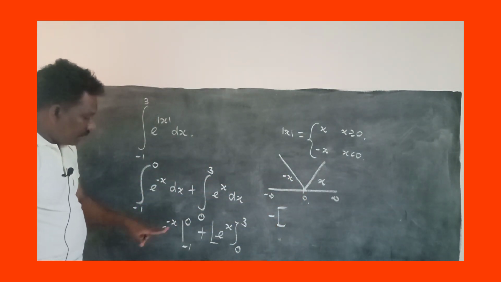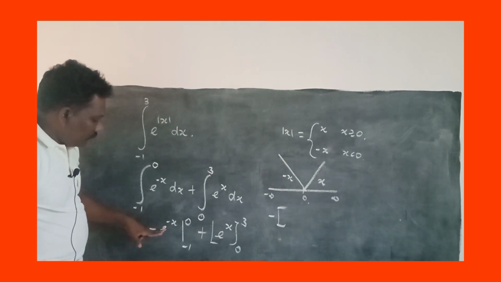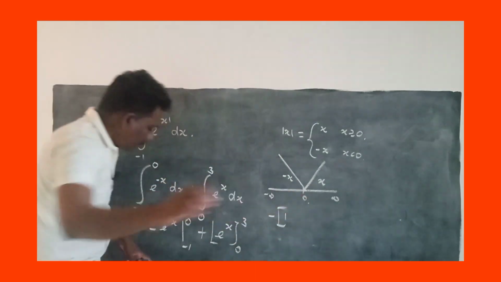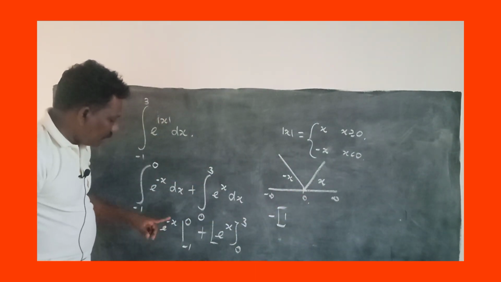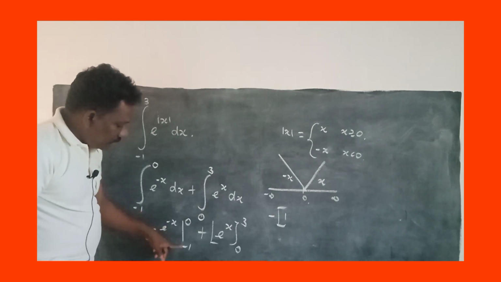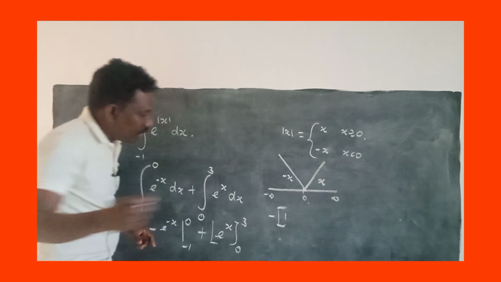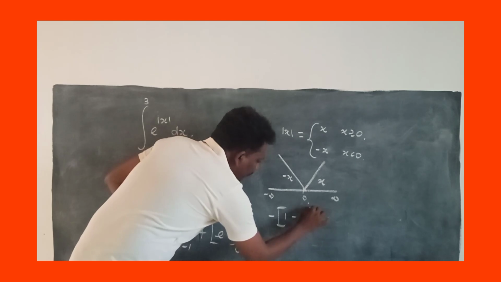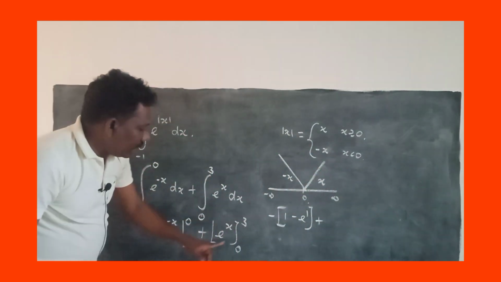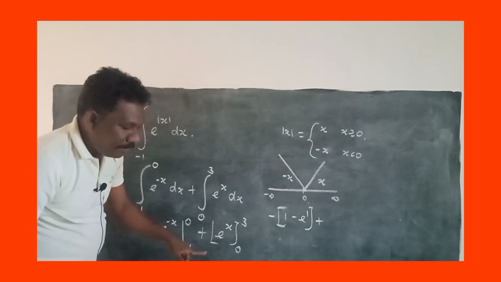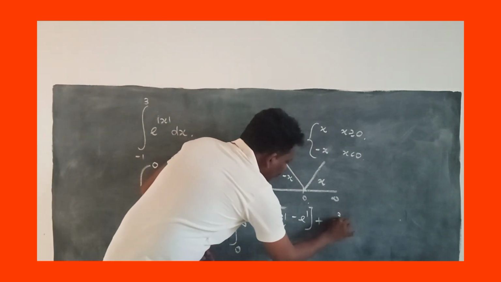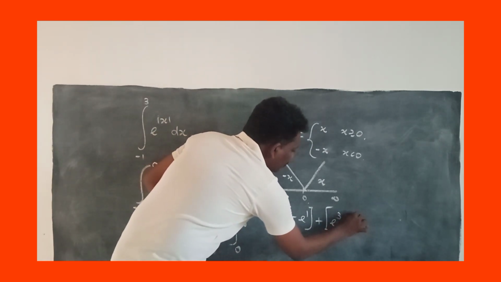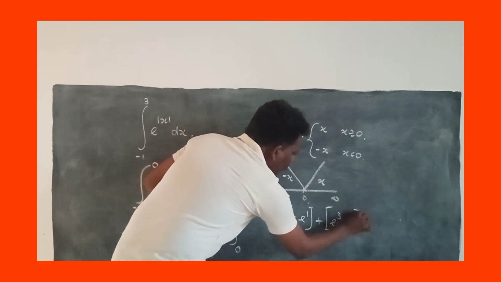Plug in 0 for x here. Exponential raised to the power 0, anything raised to the power 0, gives 1. And if I plug in minus 1 here, since a minus already exists, it becomes positive, so exponential raised to the power minus 1, and we need to use the negative here. Plus, if I plug in 3 here, it is just exponential raised to the power 3, and if I plug in 0, it is exponential raised to the power 0. Anything raised to the power 0 is just 1.